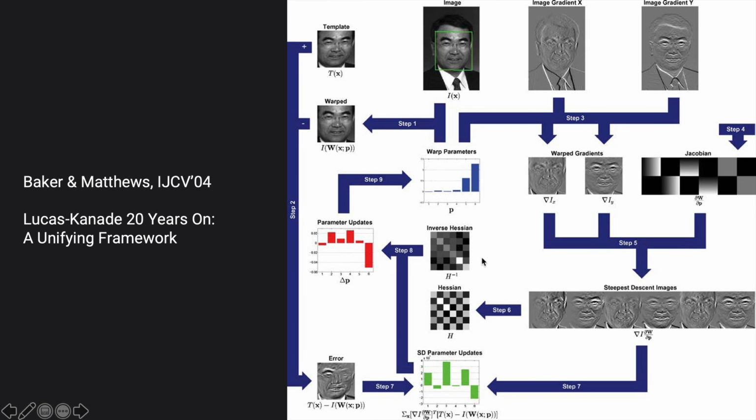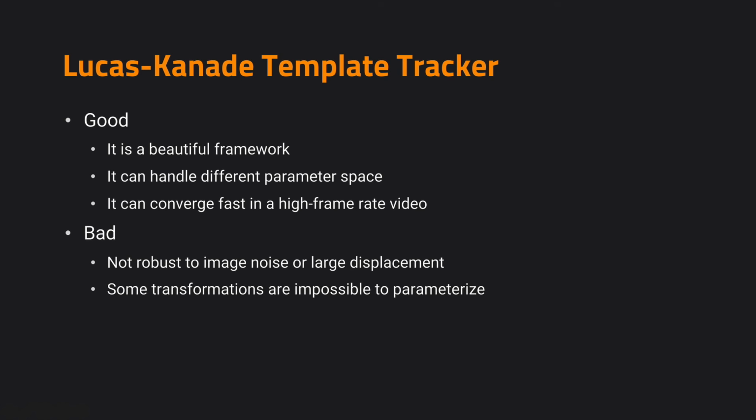When we combine them together, we get the update of the parameters, and then we combine it with our current parameters to finish one update, or one loop, for the parameter adjustment, and then we keep running the loop. There are several good things about the framework. First of all, it's a very beautiful framework, and it can handle different parameter spaces. And in a high frame rate video, it usually converges very fast because we only need to take several iterations of updates.